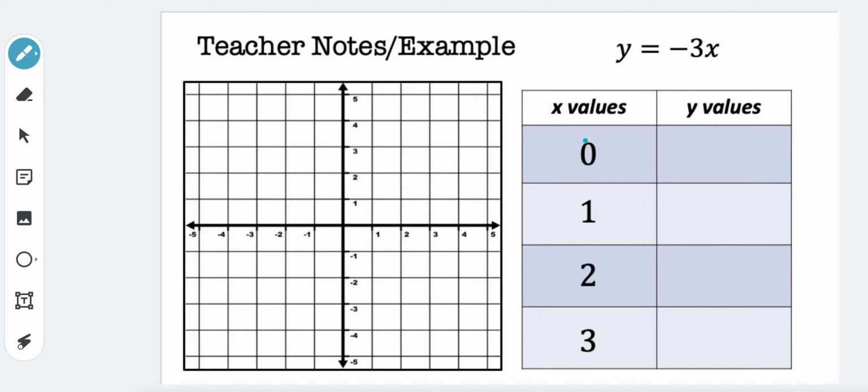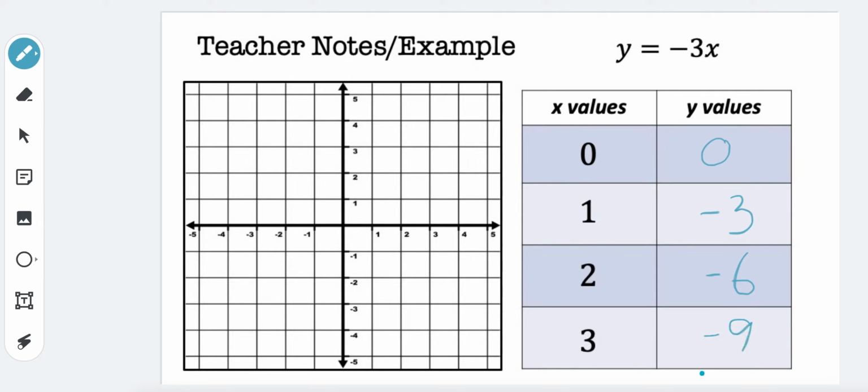We know when x equals 0, if I plug in 0 for x, negative 3 times 0 is going to be 0. So y is 0. Next one, when x is 1, negative 3 times 1 is going to be negative 3 for y. Next, when we have 2 for x, negative 3 times 2 is going to be negative 6. And finally, when we have 3 for x, negative 3 times 3 is going to be negative 9.